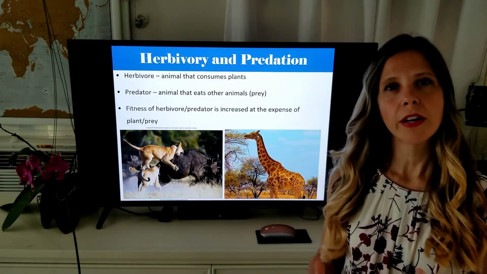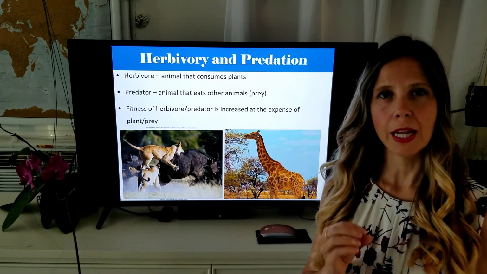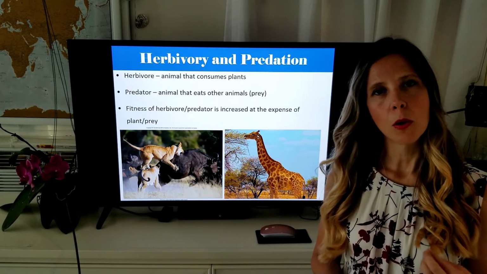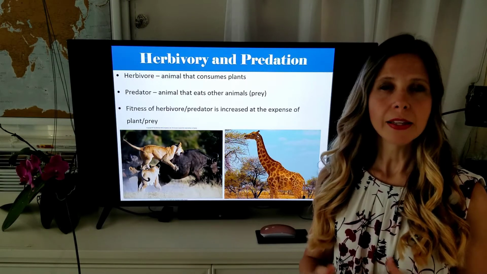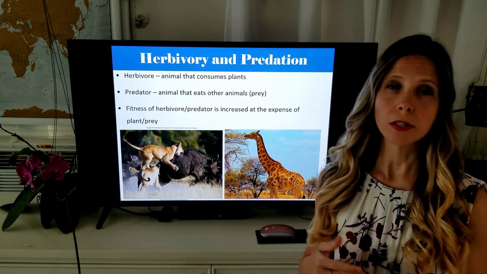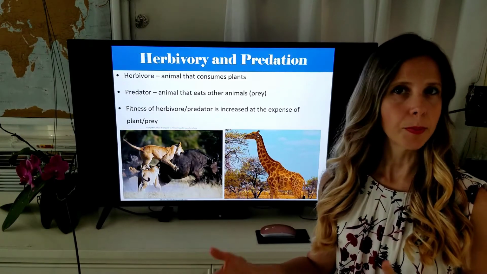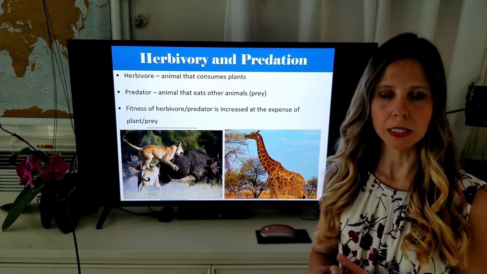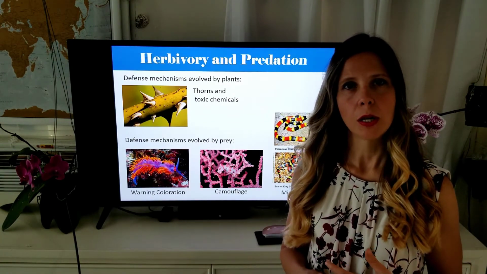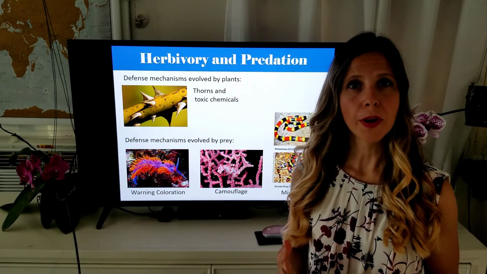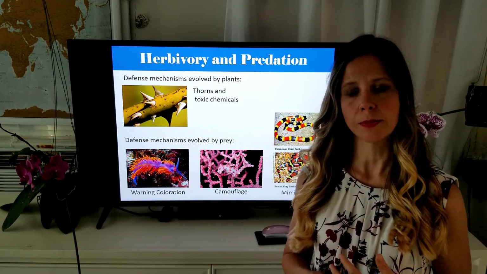So our next type of interaction is herbivory and predation. A herbivore is going to be an animal that's going to eat plants, while a predator is going to be an animal that eats other animals. In this case, you can see that our predator or our herbivore is going to be benefiting at the expense of either the plant or the animal that's getting eaten. Herbivory and predation are large forces that drive evolution because our plants and our prey need to evolve defense mechanisms to deal with their predators.